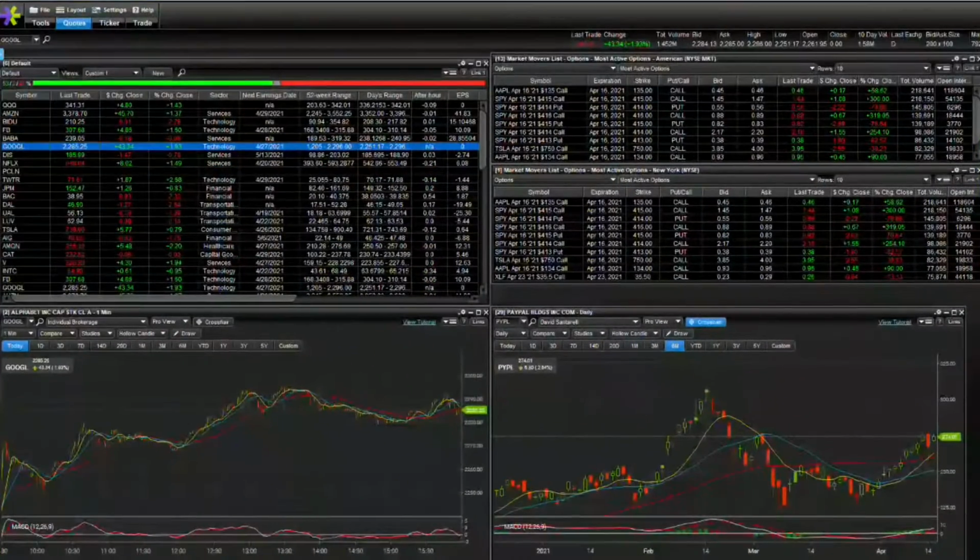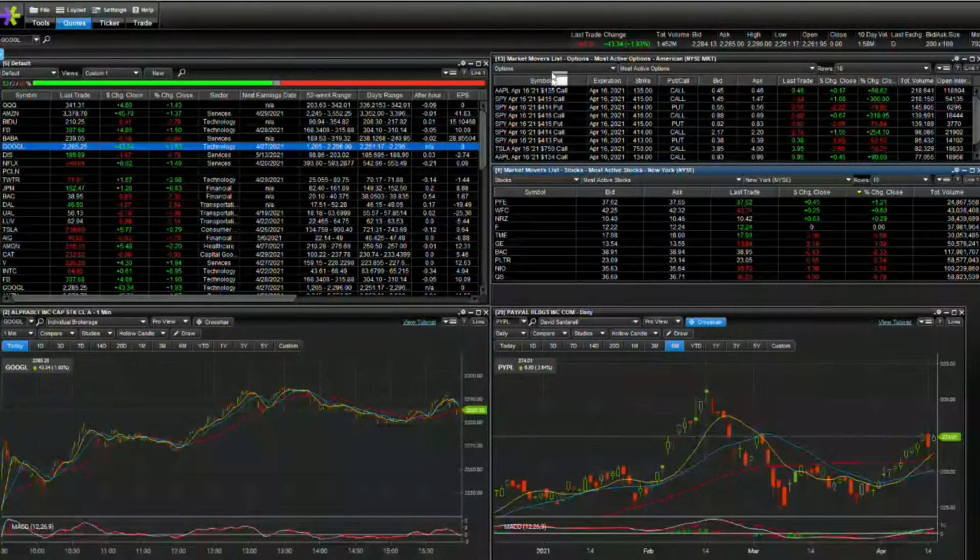Let's see. There you go. So here now is our scanners. So we could look at our scanners. Here's options on the top right here. We could go down to stocks. We could look at the options.